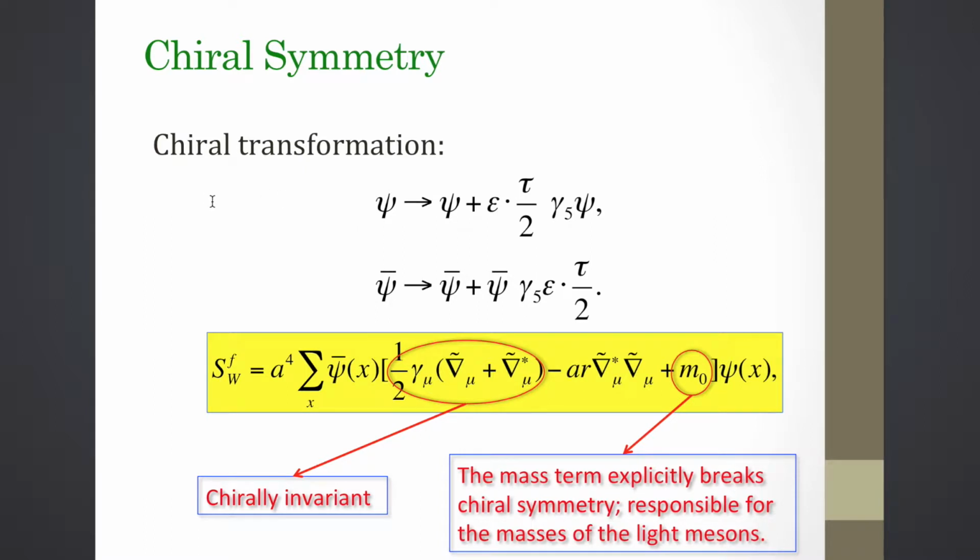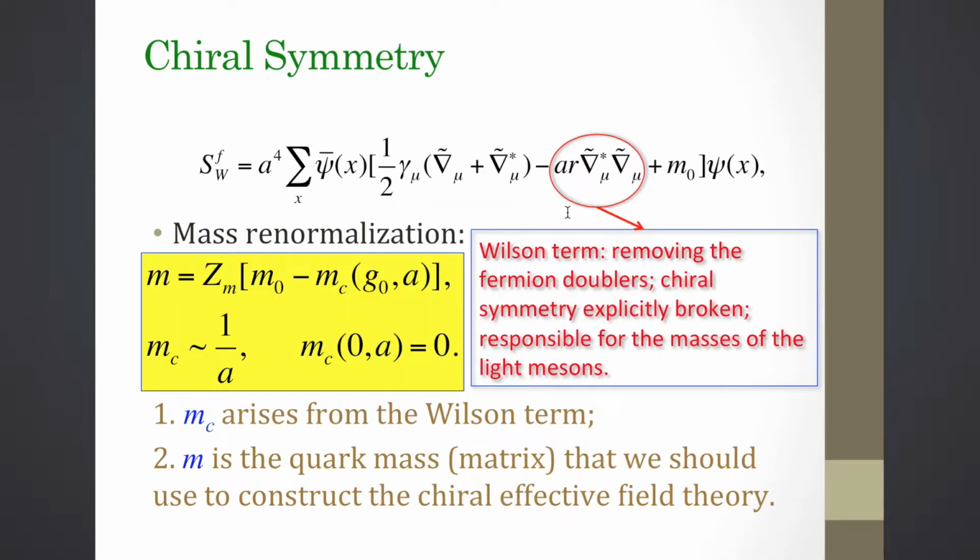So let's look at the chiral symmetry on the lattice. The chiral transformation is the same as in the continuum theory, and under this transformation, the derivative term remains invariant. The mass term explicitly breaks the chiral symmetry, so it is responsible for the mass of the light mesons. The Wilson term also explicitly breaks the chiral symmetry, and in a perturbative calculation, it will generate a critical mass correction to the mass of the fermion.